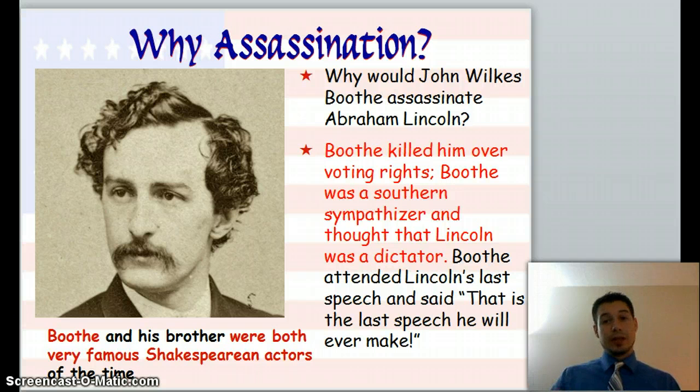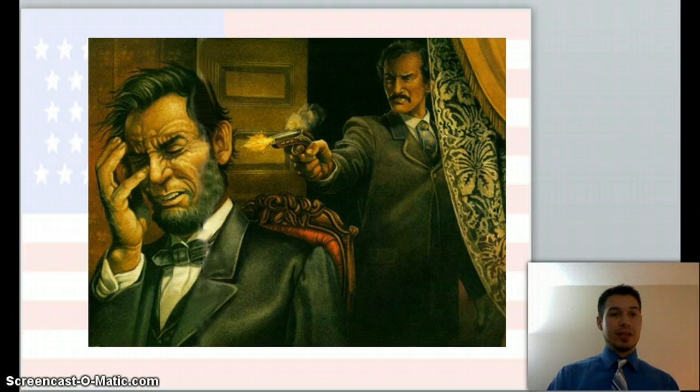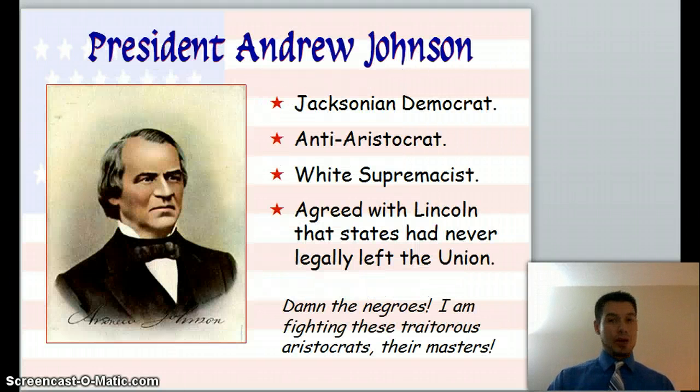Well, Booth killed him over voting rights. Again, Booth was a Southern sympathizer, didn't want, by any means, to have African Americans have voting rights. And he thought that Lincoln was acting like a dictator. So unfortunately, he does assassinate him. And we lose a great leader and do gain Andrew Johnson.